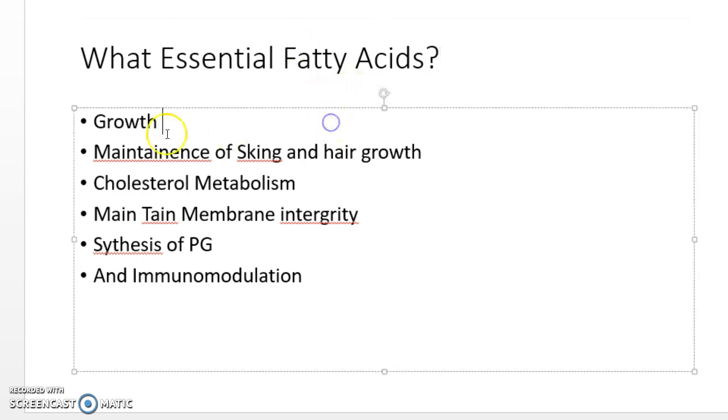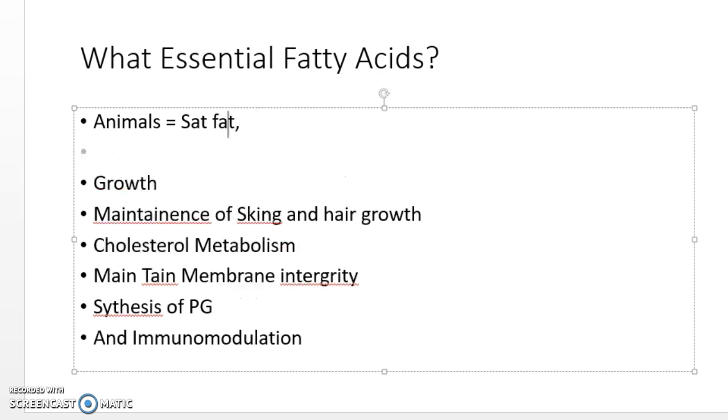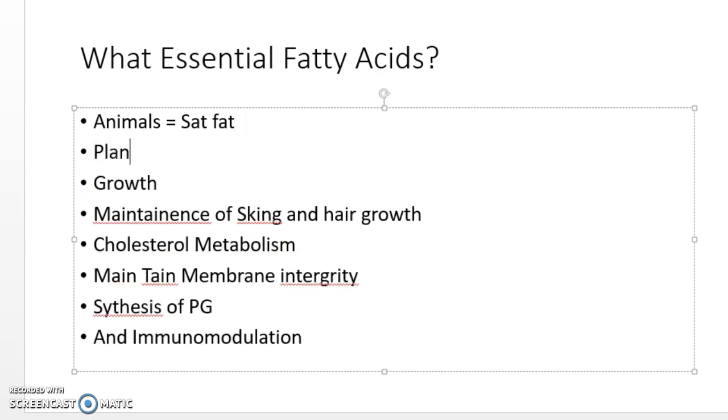So now, what are the sources? Let's make it a bit simple in terms of the sources. We can say that animals are going to have saturated fats, meaning they can produce saturated, single bonded fats. And then we have not only animals, but other ones such as plants. Plants can produce unsaturated fats.